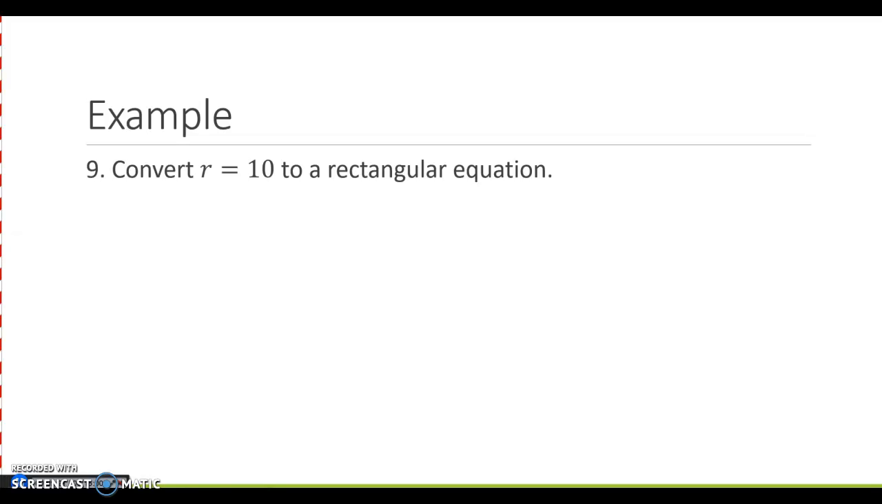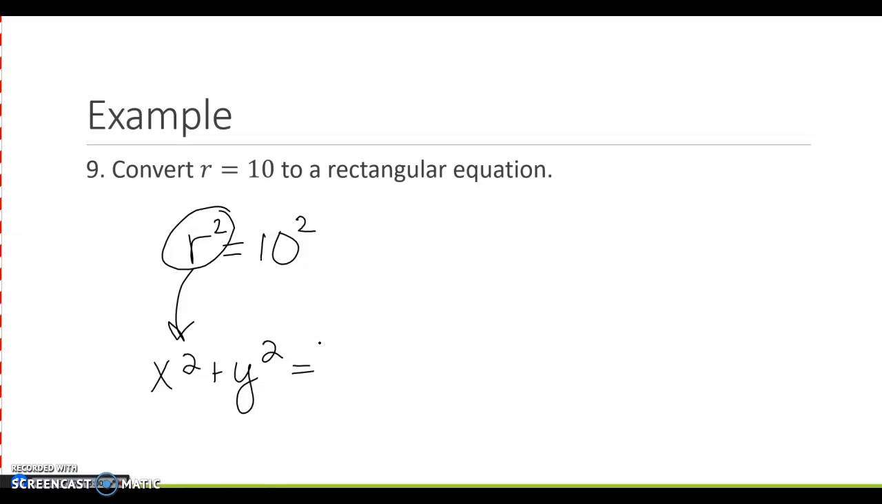Okay? And last one, we're going to convert r equals 10 to a rectangular equation. So this is a polar equation, and we're going to make it rectangular. We're kind of going backwards of the one that we just did. So if I take r equals 10, okay, I need to get that r to be squared. So I'm going to square both sides. That way I know what I can replace it with. Now that I made this r squared by squaring both sides, I can replace that with x squared plus y squared. And 10 squared is 100.